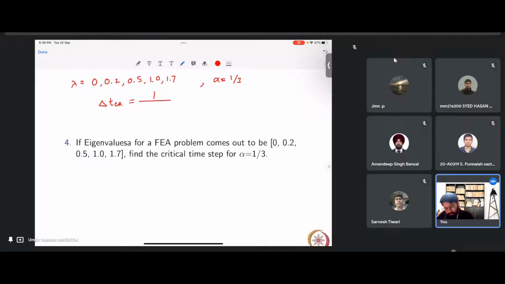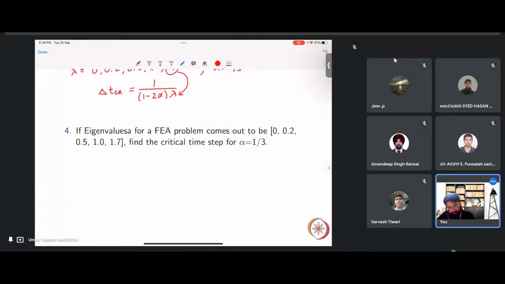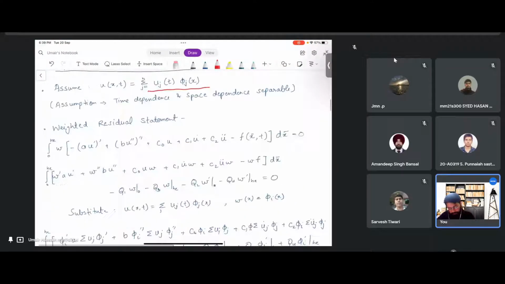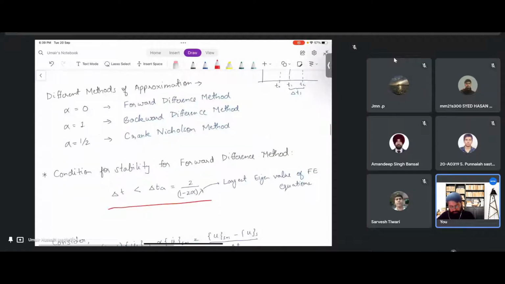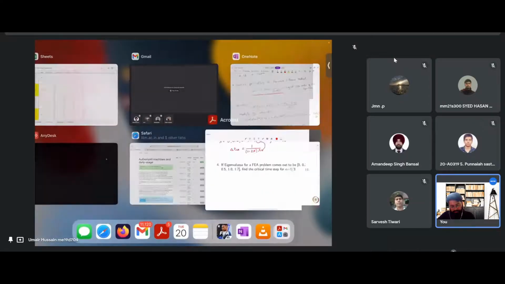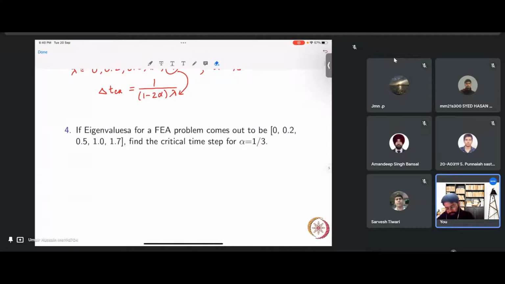So I think I remember some part of it. 1 upon 1 minus 2 alpha times lambda, and that is the highest lambda value. So we'll be using this. I'll just confirm this formula. I don't really remember it well. Oh, it's 2 upon 1 minus 2 alpha. My bad. 2 upon 1 minus 2 alpha.